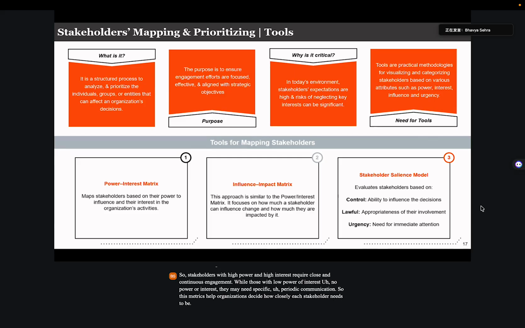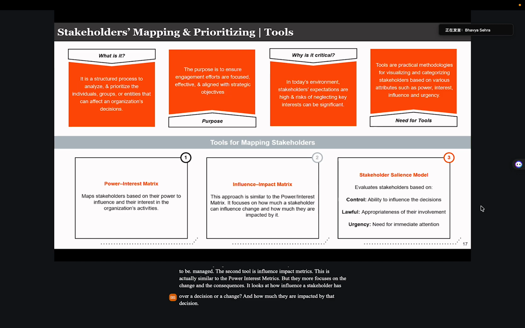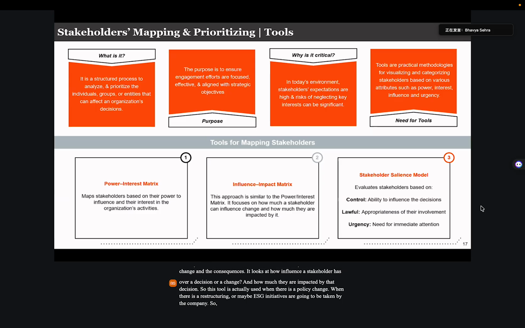The second tool is the influence impact matrix. This is actually similar to the power interest matrix, but it focuses more on change and consequences. It looks at how much influence a stakeholder has over a decision or a change and how much they are impacted by that decision. This tool is used when there is a policy change, a restructuring, or maybe ESG initiatives are going to be taken by the company, where certain stakeholders may be heavily impacted even if they do not traditionally hold the power.